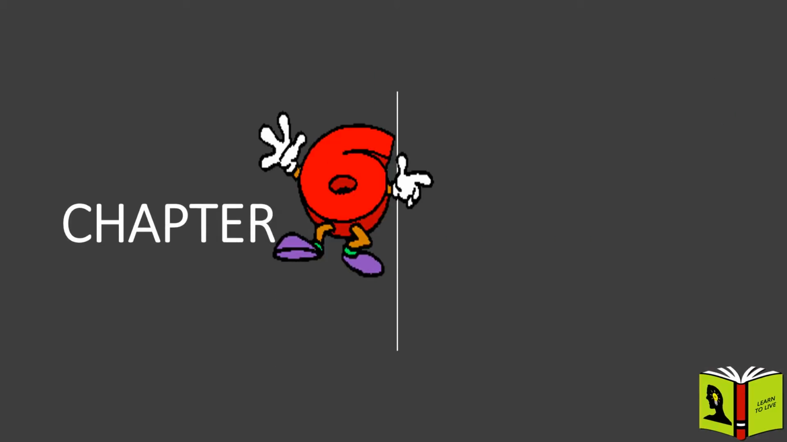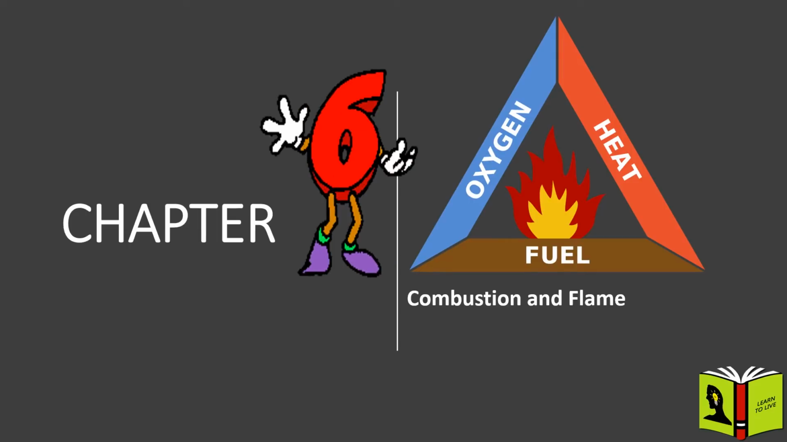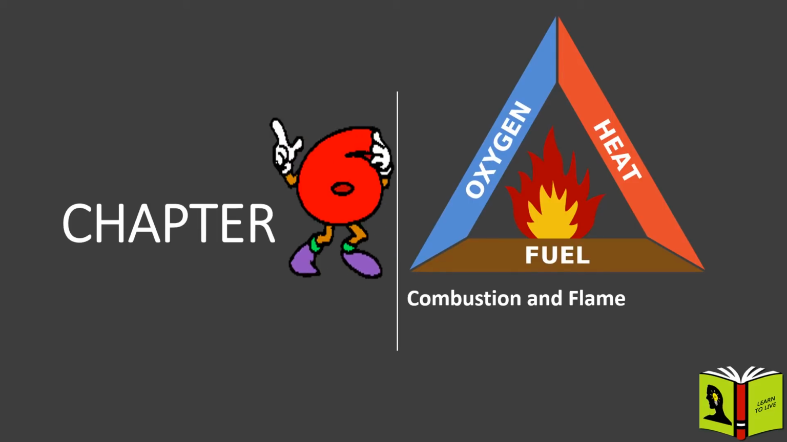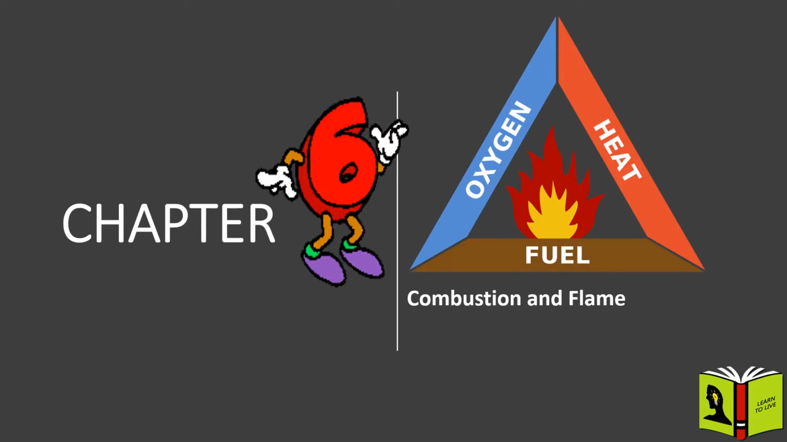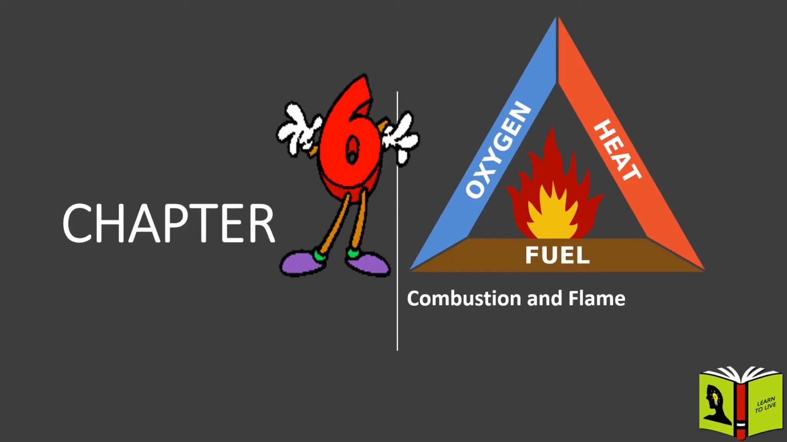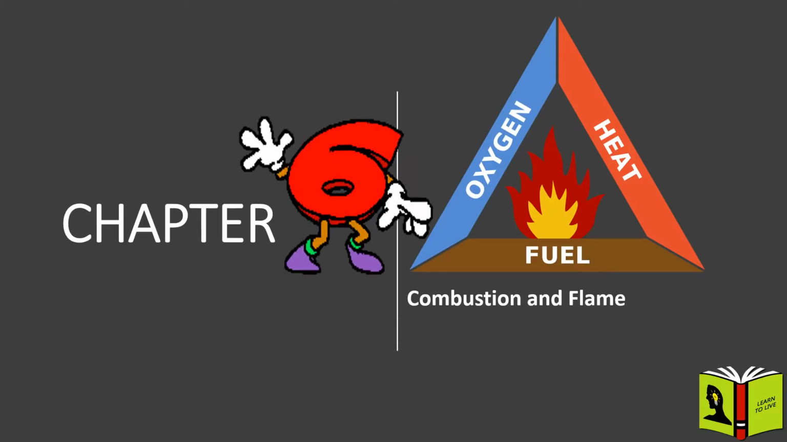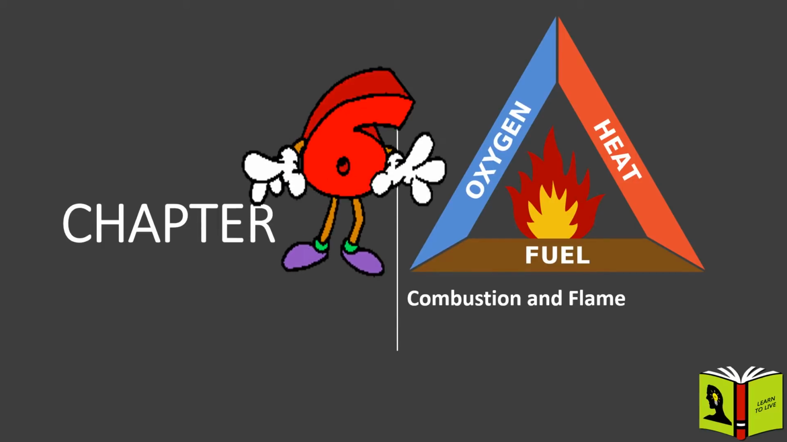Chapter 6. Combustion and Flame. There are a lot of fuels around us. Some we use at our home, some we use in industries. The chemical process of burning is called combustion. In this chapter, we will learn about this chemical process and types of flames produced during this process.